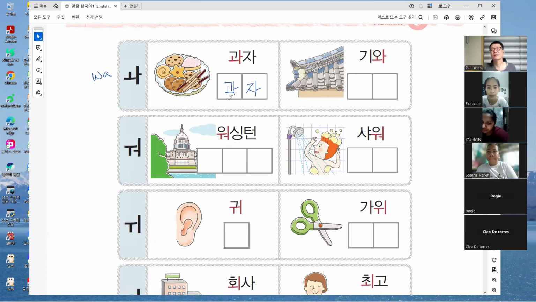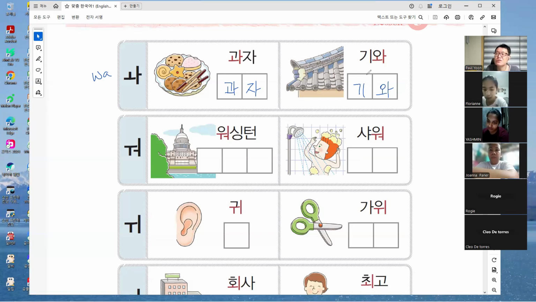Kwaja means all kinds of snack in Korean. So like biscuit, cookie, chocolate, or sometimes candy and chips, all kinds of snack in Korean, 과자. How about this? Can you read? 기와. Okay, 기와.